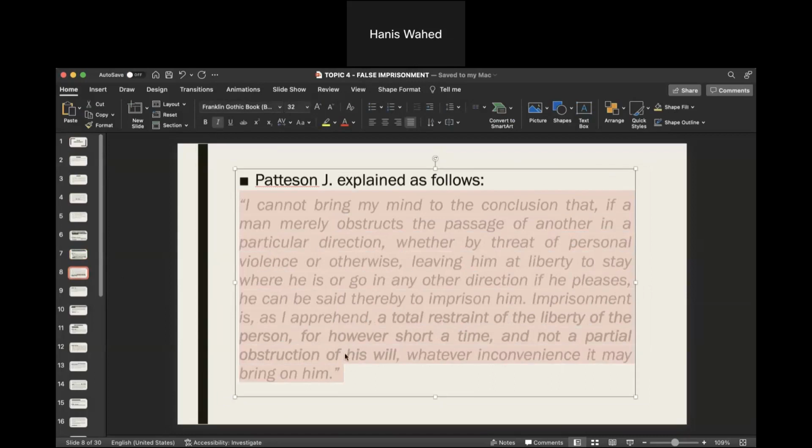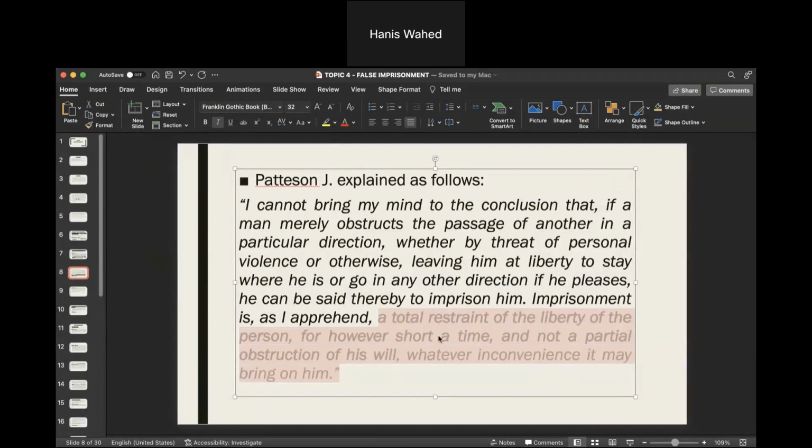The judge said that I cannot bring my mind to the conclusion that if a man merely obstructs the passage of another in a particular direction, whether by threat of personal violence or otherwise, leaving him at liberty to stay where he is or go in any other direction if he pleases, he can be said thereby to imprison him. Imprisonment is, as I apprehend, a total restraint of the liberty of the person for however short a time, and not a partial obstruction of his will, whatever inconvenience it may bring on him. Okay, maksudnya there must be total restraint, walaupun singkat tapi dia mesti ada total restraint.